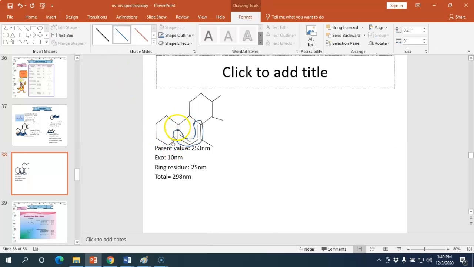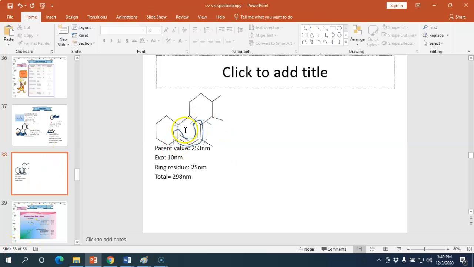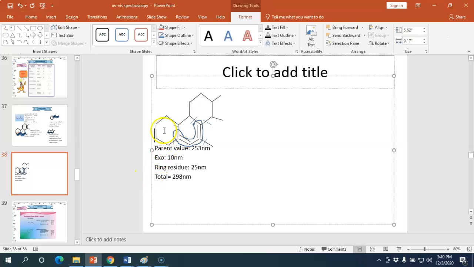One here. So we have five exocyclic, and the last one is the five ring residue for exocyclic. We look at the outside first ring. There is one double bond here. For this ring, there is no double bond outside it. For the top of the aromatic ring here, it contains one double bond. Okay, so we have two exocyclic. And the total is 298 nanometer.